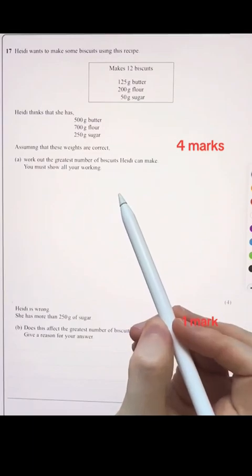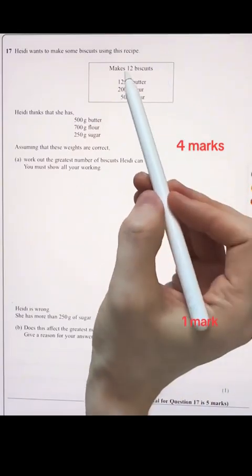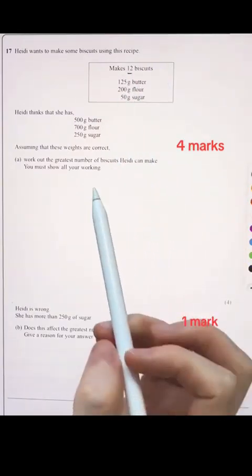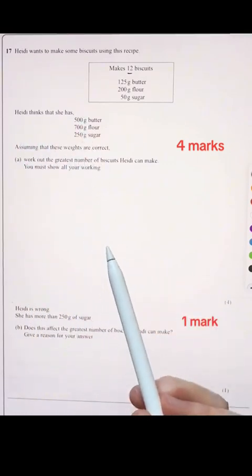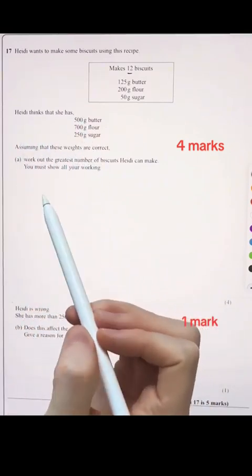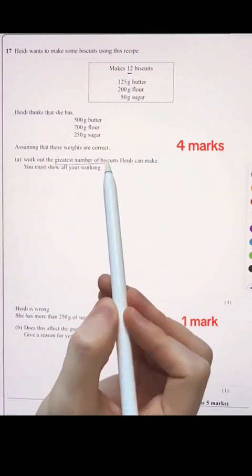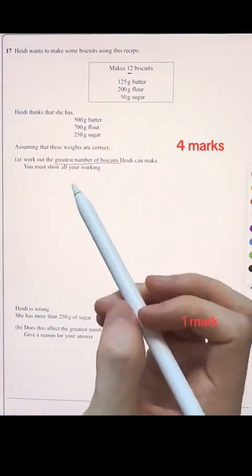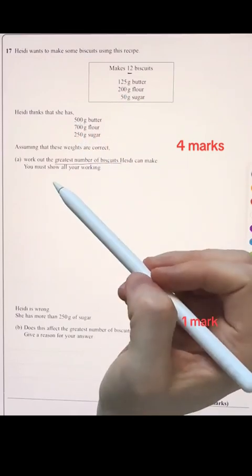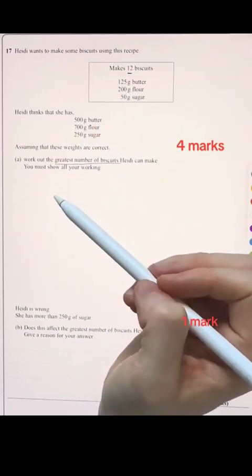Question 17. Heidi wants to make some biscuits using this recipe. So here's our recipe, and this recipe is for 12 biscuits. Heidi thinks that she has the following. Assuming that these weights are correct, work out the greatest number of biscuits that Heidi can make. You always divide what she has by what she needs for each ingredient separately.